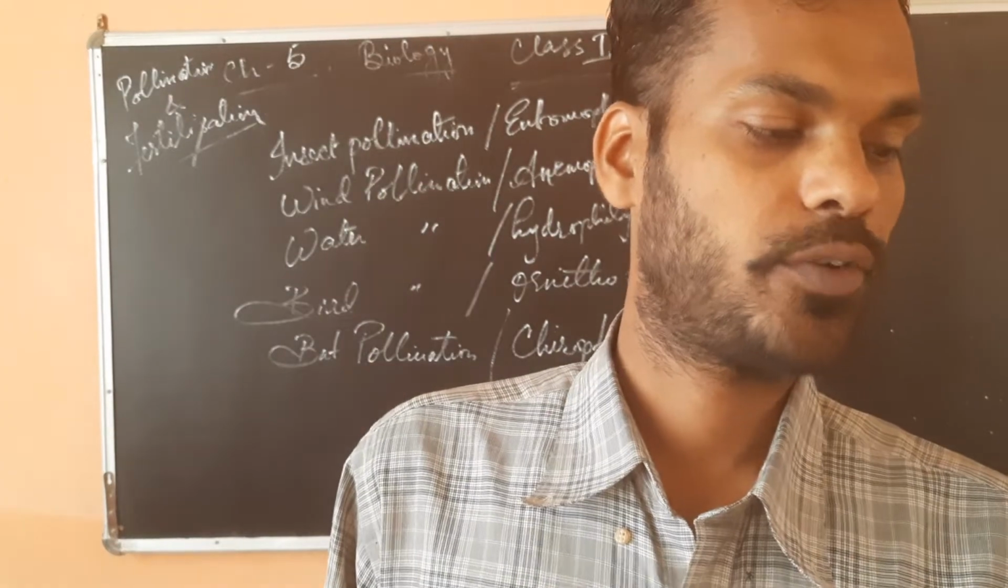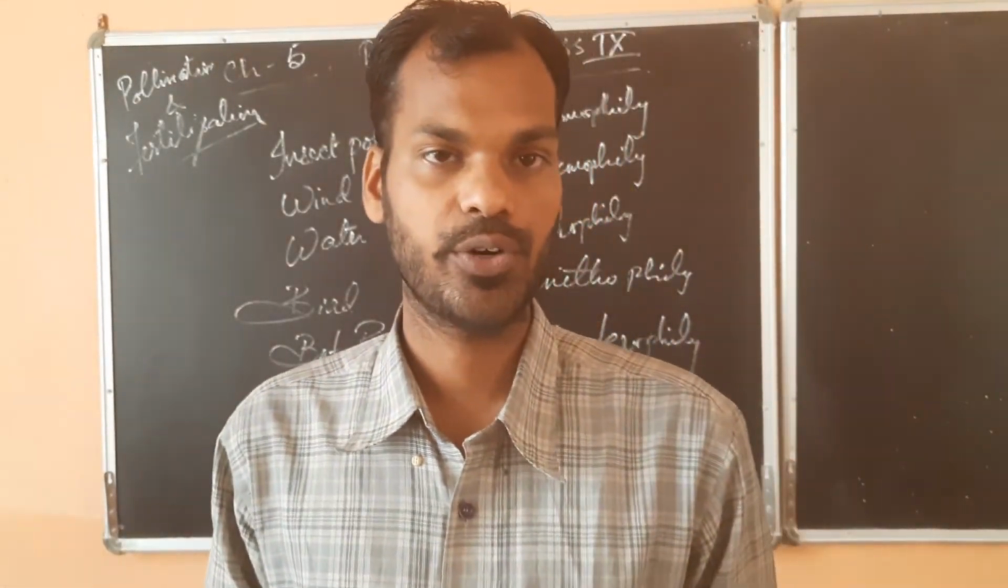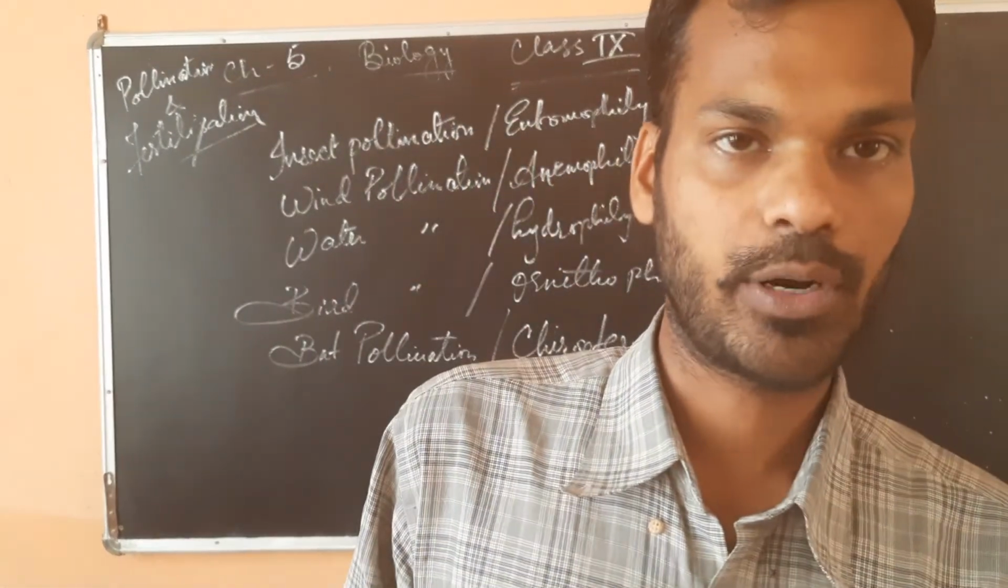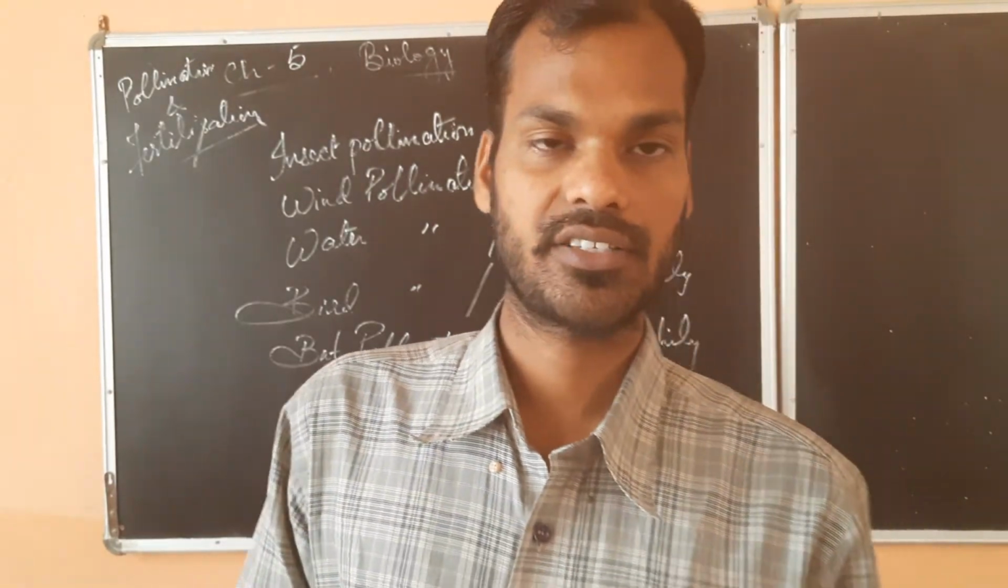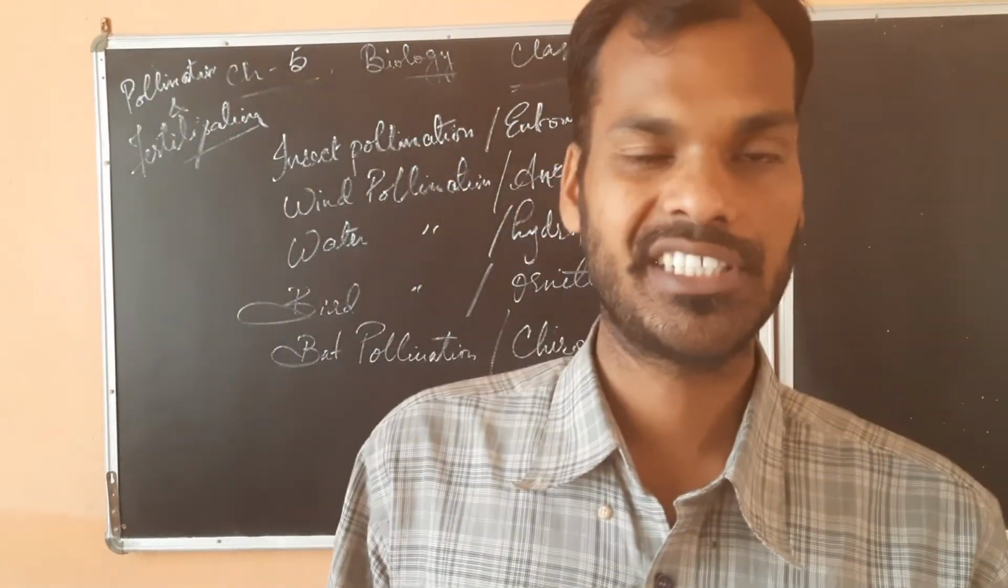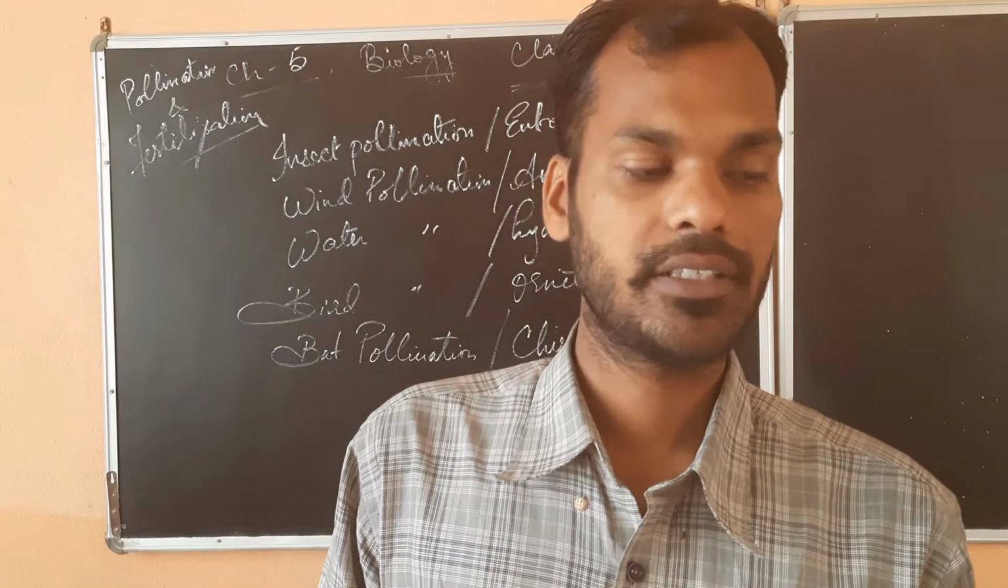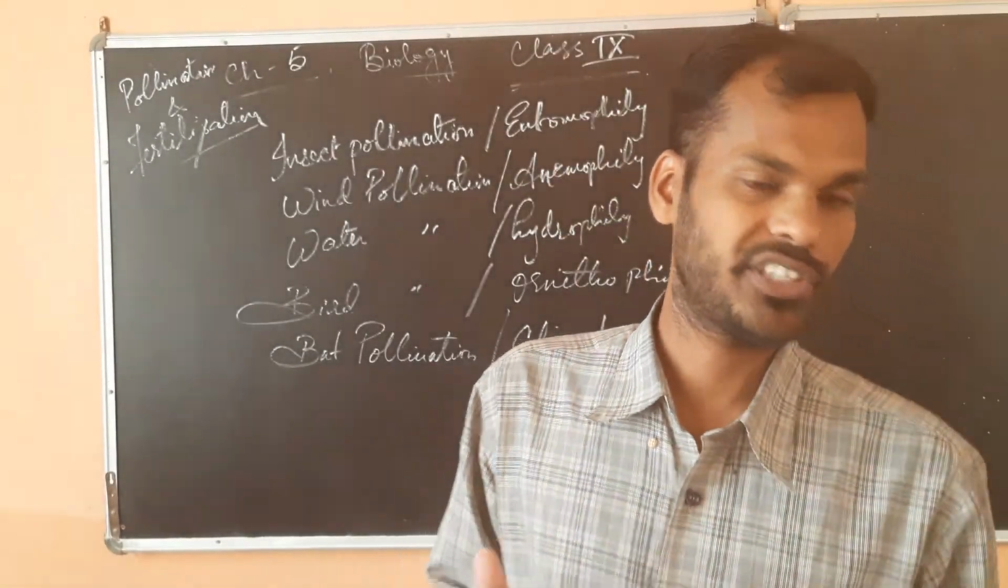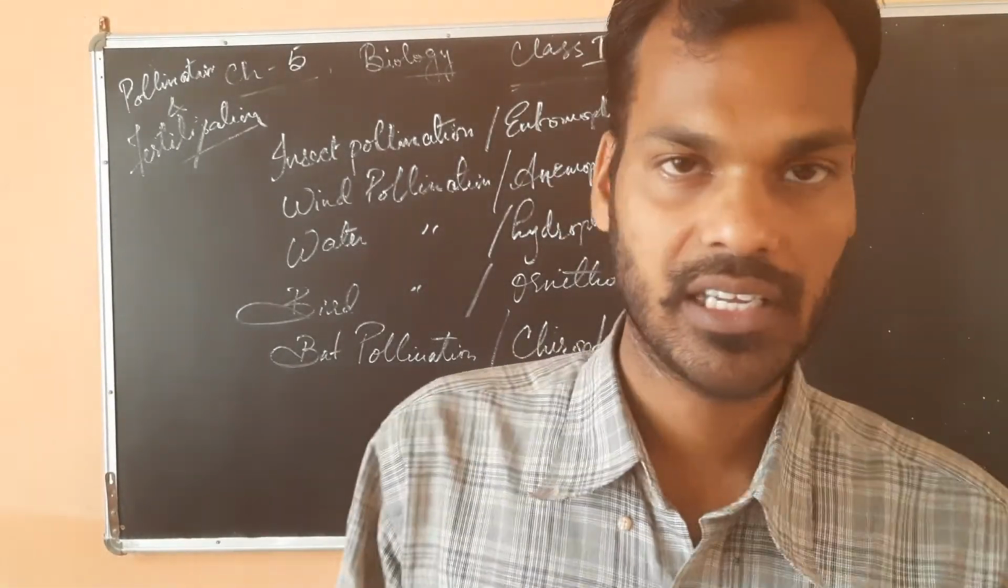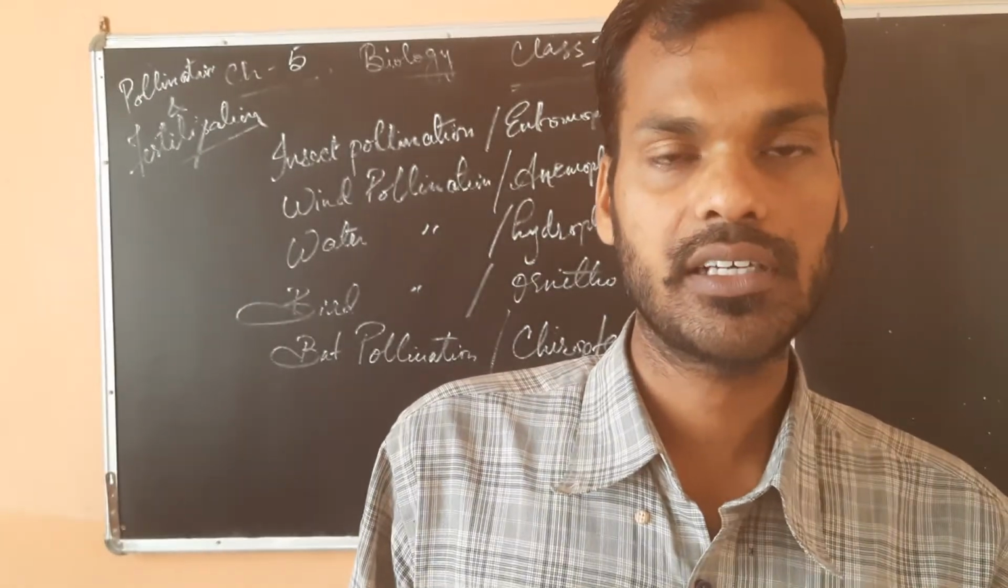Then for the generation of the embryo, you have to see the structure of the pollen grain. There are the vegetative nucleus, the generative nucleus and generative cells. We will discuss this in the next class.